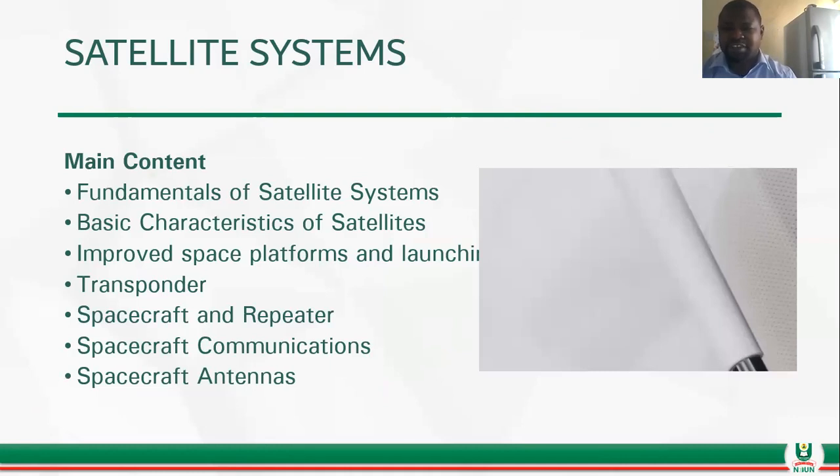fundamentals of satellite systems, the basic characteristics of satellites, improved space platforms and launching of satellites. Then we'll also look at transponder, spacecraft and repeater, spacecraft communications, and spacecraft antennas.